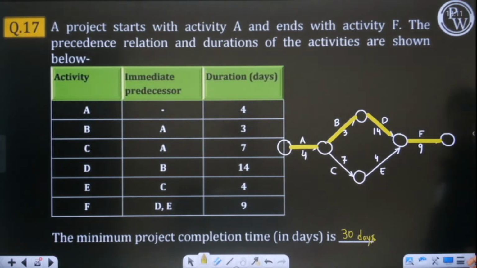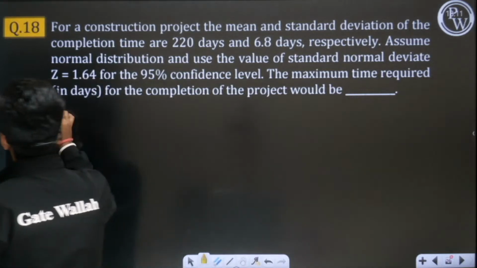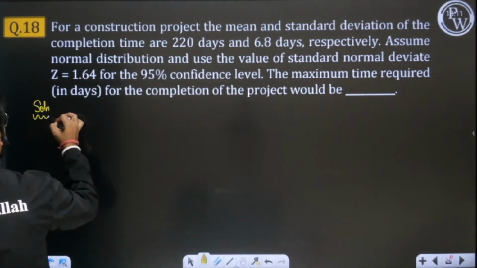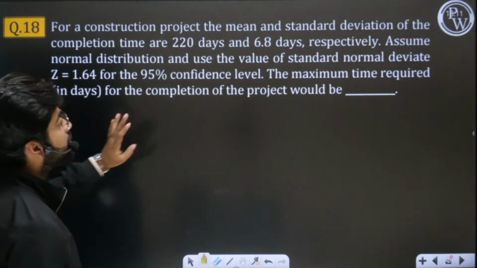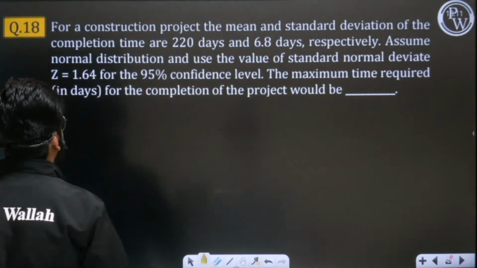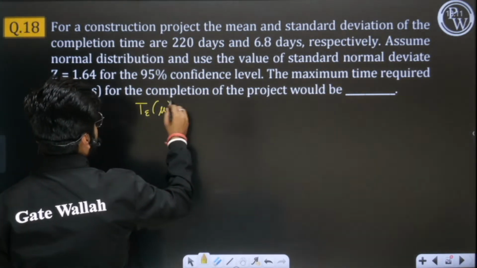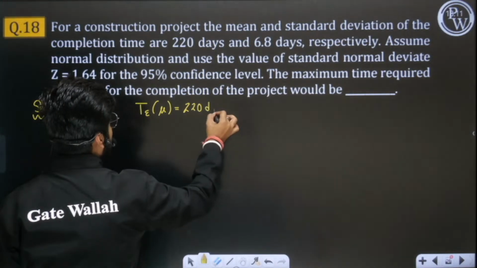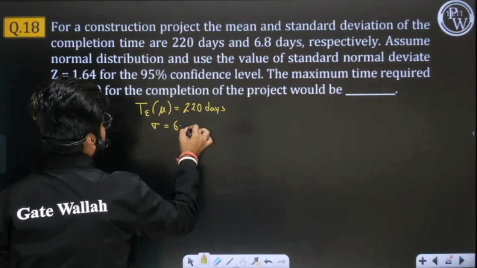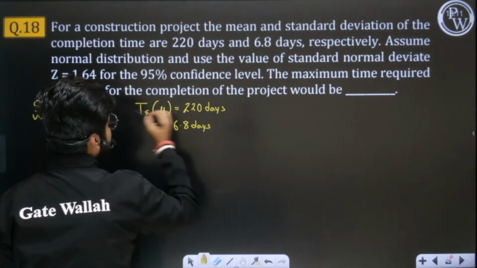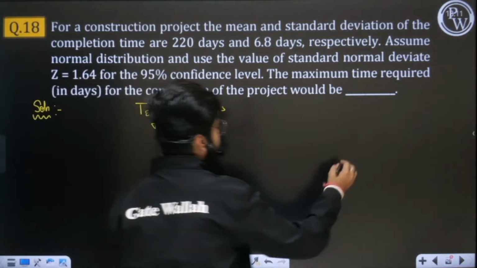Now we'll move on to the next question, which is question number 18. In this question, for a construction project, the mean and standard deviation are given to you. Mean is expected time only, or you can write it as mu. Mean is given as 220 days and sigma is given as 6.8 days. Assume normal distribution.